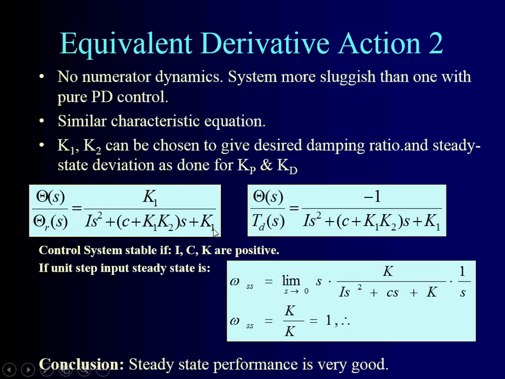If we look at the transfer function here for this, the numerator has no dynamics, so the system is slower than one with pure PD control. K1 and 2 can be chosen to give the desired damping ratio at the steady state deviation. The control system is stable if I, C, and K are positive. So you have this kind of a response if you put a unit step input.